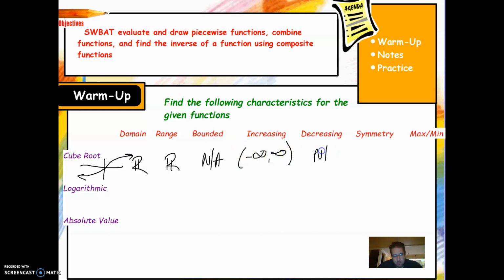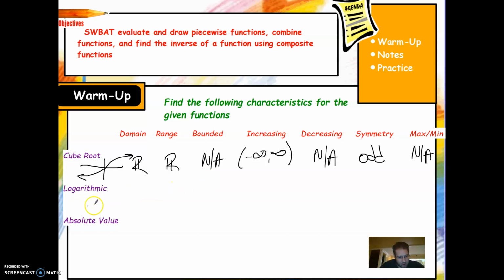It's never decreasing. Its symmetry is an odd function because it's a reflection over the origin. It has no maximum or minimum, so it goes up towards infinity and down towards infinity. It's not bound at all.